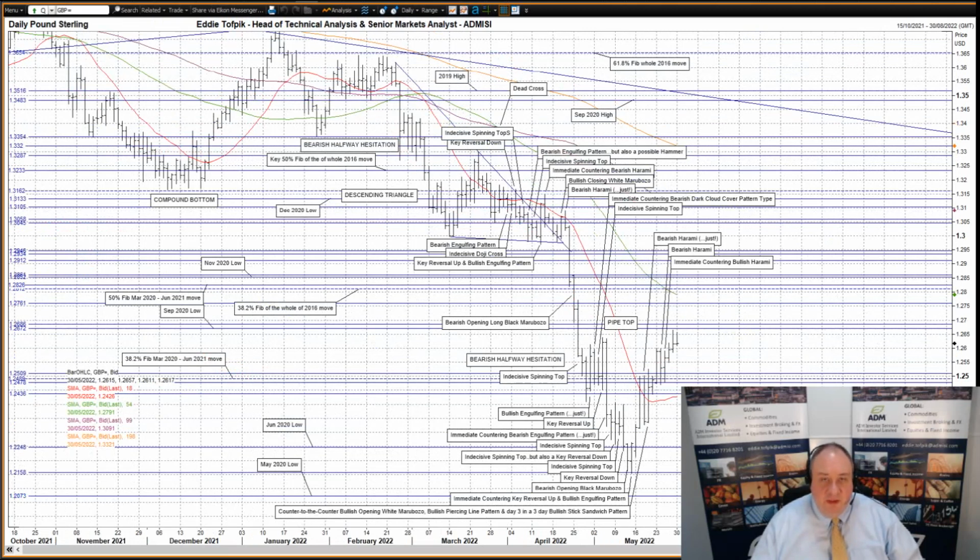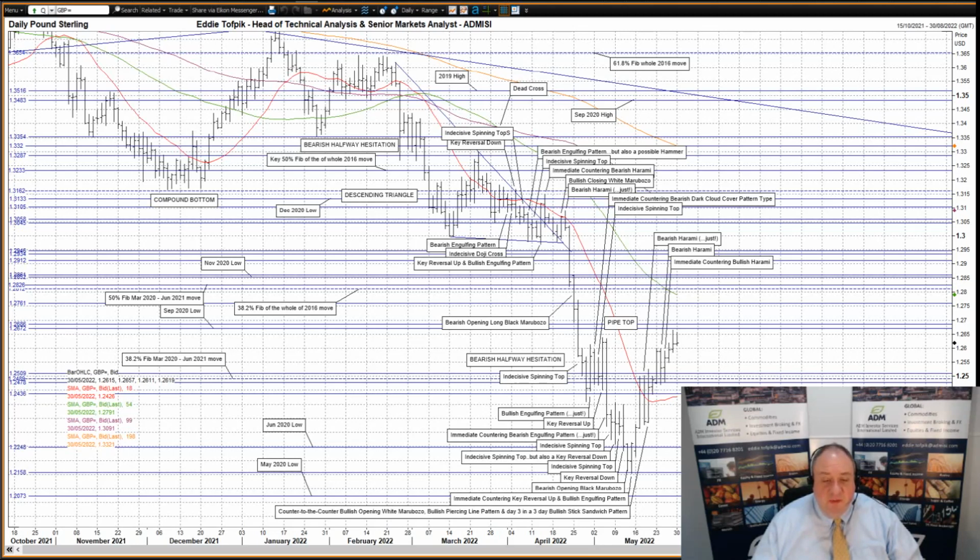Cable, aka sterling against the US dollar. A third bullish white soldier on Friday, and bordering on looking like an indecisive spinning top territory as well. This was a continued follow-on higher to the recent immediate countering bullish harami.